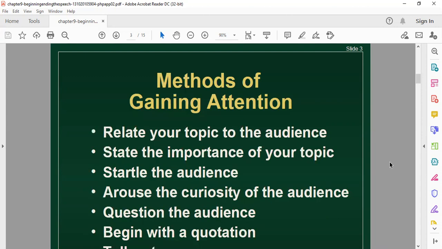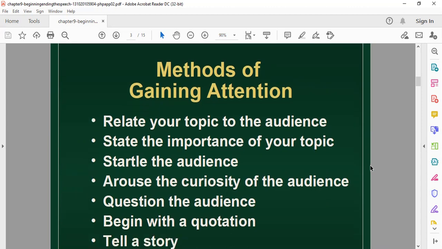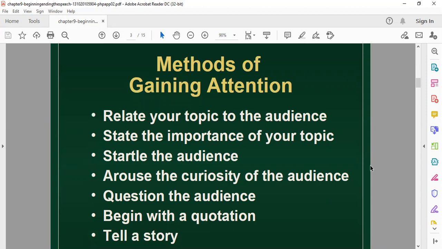Here, methods of getting attention. This is the most common and popular thing among people, that they would be willing to get attention. Most people would like to gain the attention of other people, to be popular or something, whatever the cause is. So we have a few tips for you.